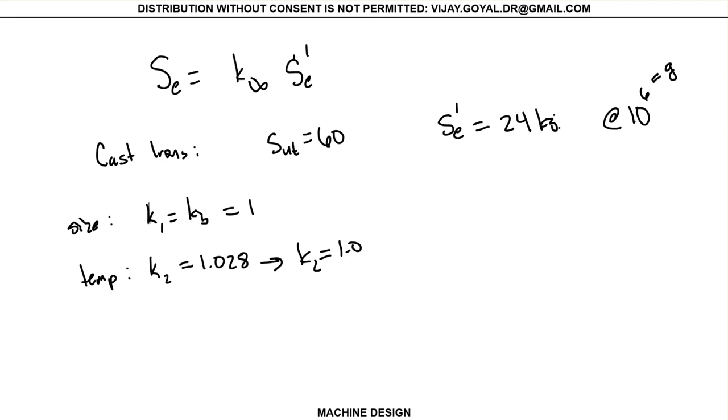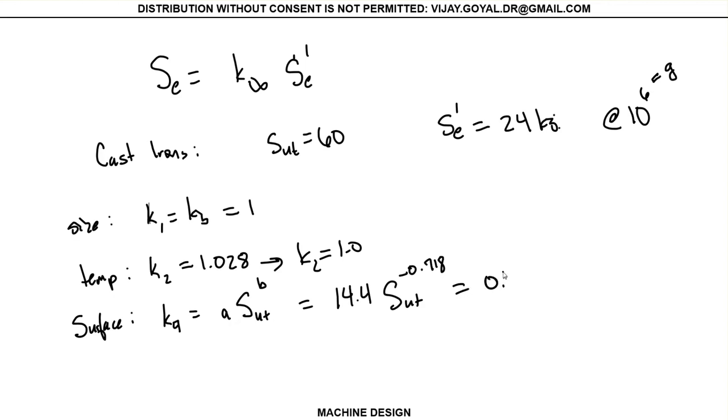The problem is saying that this is hot rolled. Okay, so this is the surface. How is the surface finish? In the case of surface finish, for this particular case, your K4 value will be A SUT to the B. You go to the tables, you find this is 4.4 SUT, and B is minus 0.78. You evaluate this number, you get 0.76.